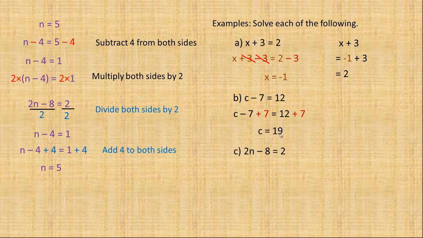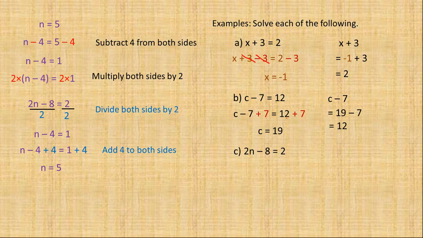So 19 should be my solution, and we can check it by taking the left side expression here and putting the 19 in place of c. 19 minus 7 is 12. See, it equals what's on the other side, so that means that 19 should be my solution. Now, before we get into the next one, let's say I made a mistake here.